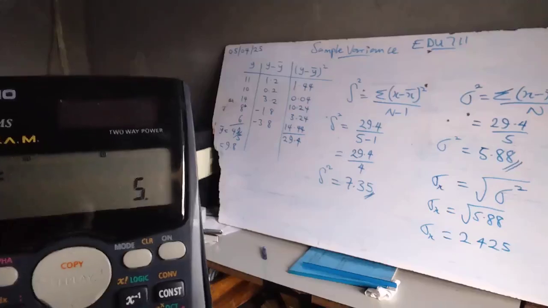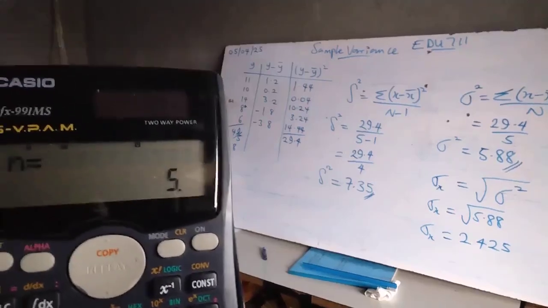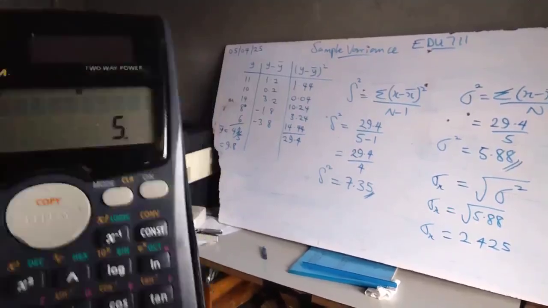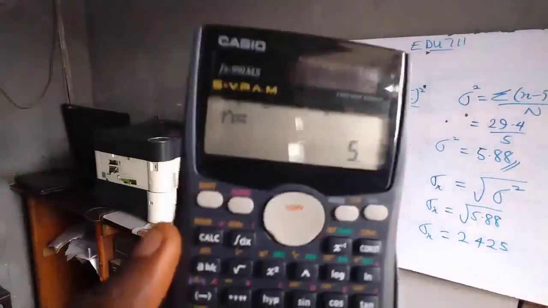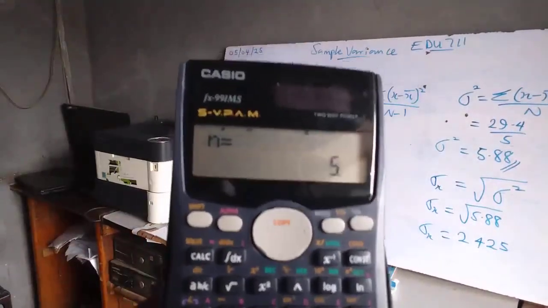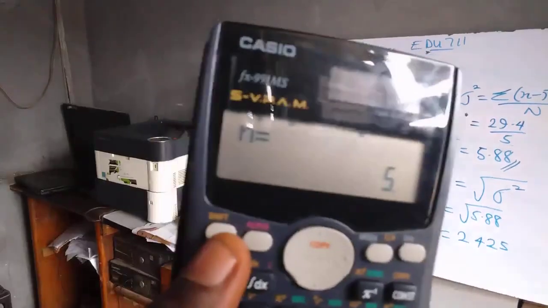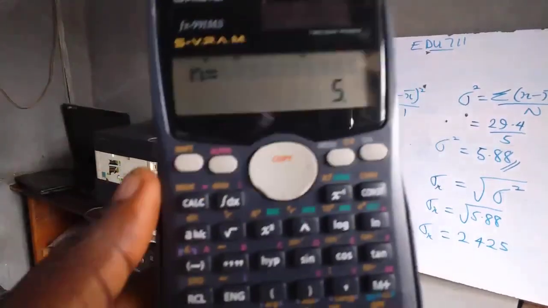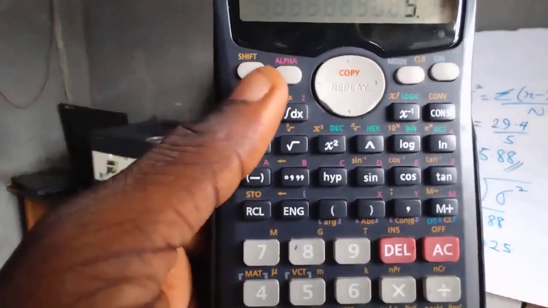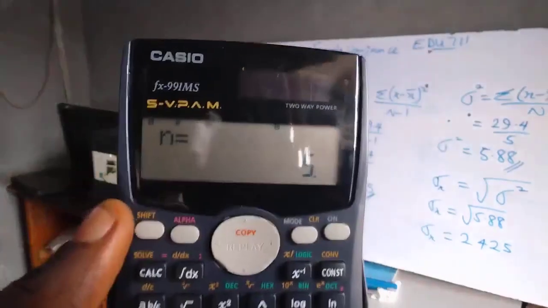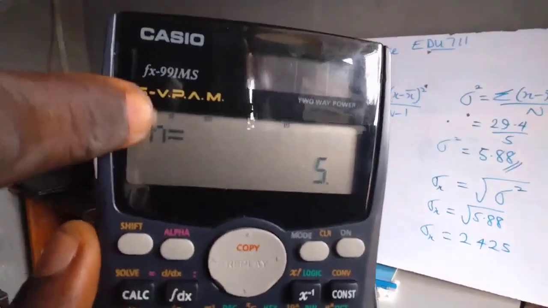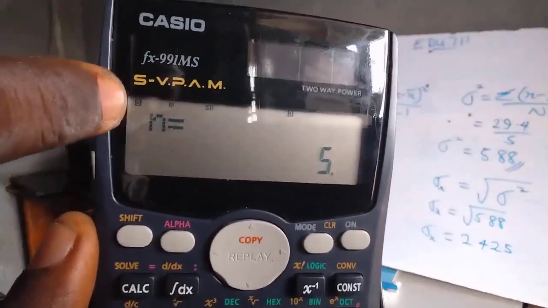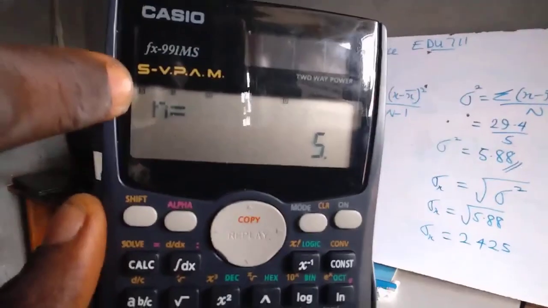Then you can now start to harvest the values you need. So starting from our mean, our mean over there is calculated as 9.8. Let's see if you are going to get 9.8 from the calculator. So to harvest the values, press the shift key. When you press shift, you can see this S here. That means you have pressed the shift function.